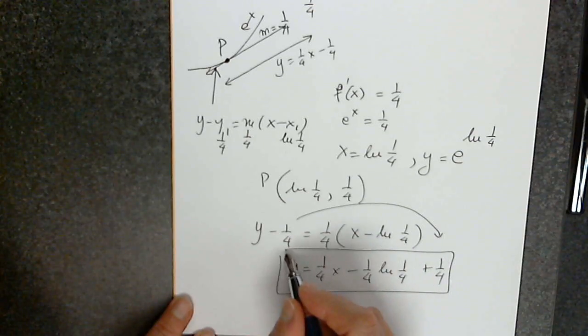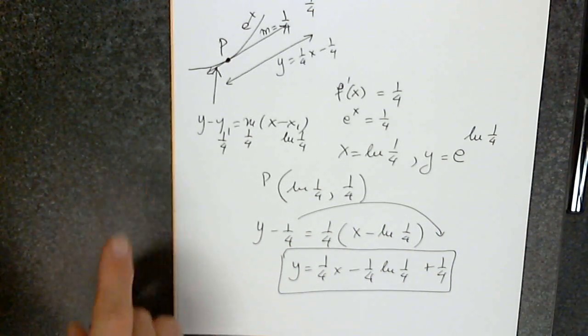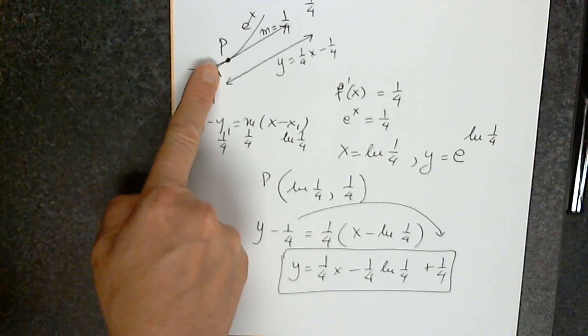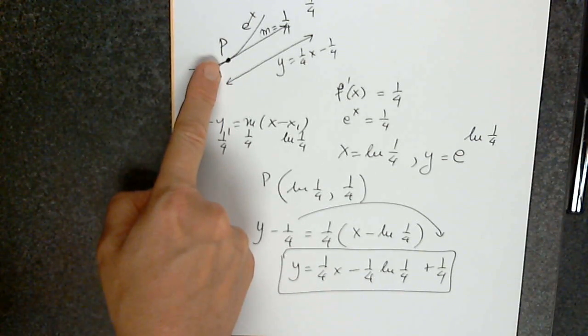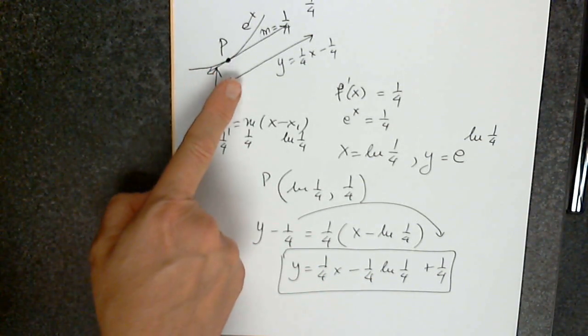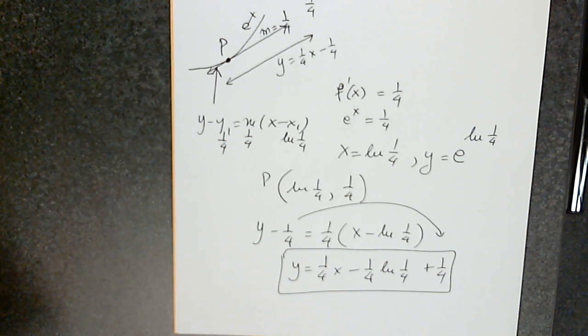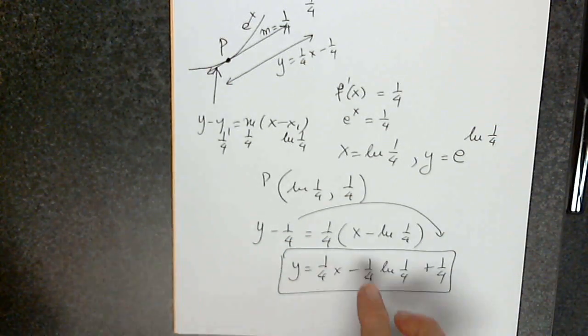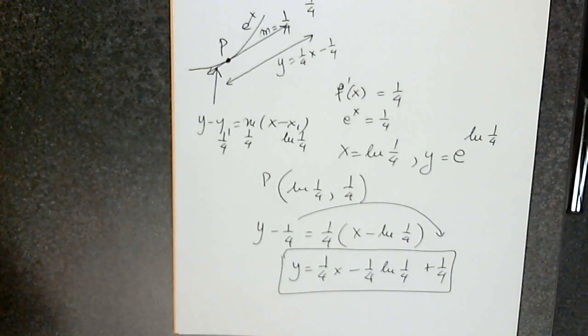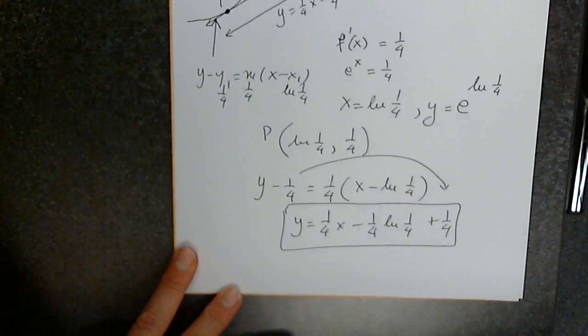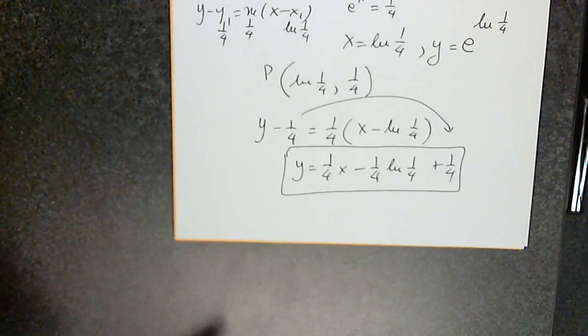This is the equation of the line that is tangent to e to the x at P, and the tangent line is parallel to the given line y equals 1/4 x minus 1/4. Of course, this is just one number, but I can combine like terms, and I want to leave it as is. Any questions here? Is this okay? Please don't be shy.